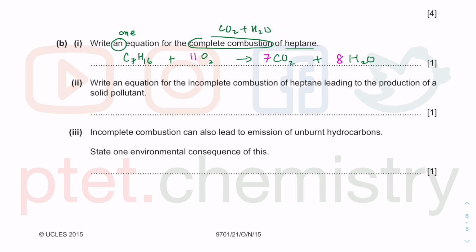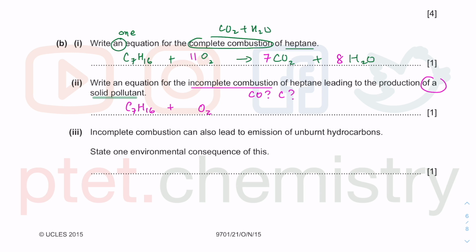Now part 2, you want incomplete combustion. Incomplete combustion could give you multiple products. They could give you carbon monoxide. They could give you carbon soot as this black solid. But then they want specifically a solid pollutant. A solid pollutant. So you're looking at the formation of carbon. But you could also produce carbon dioxide or carbon monoxide. So let's just try and balance our equation.